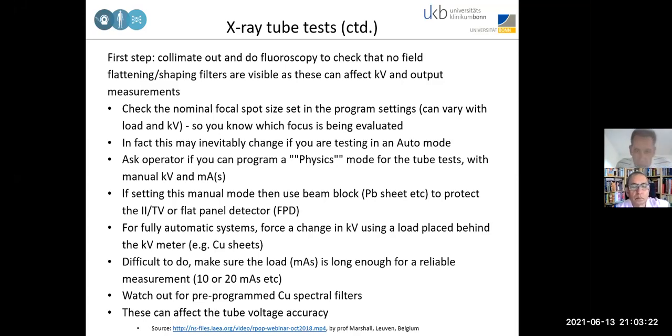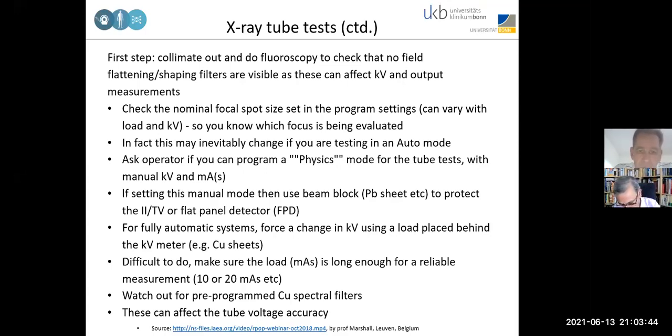Again, in the physics mode, you have to check whether your physics mode also enables the clinical mode. That is something you always have to check: that what you check is also implemented in clinical mode. I would usually protect the TV from the detector with a lead shield. This is a recommendation.